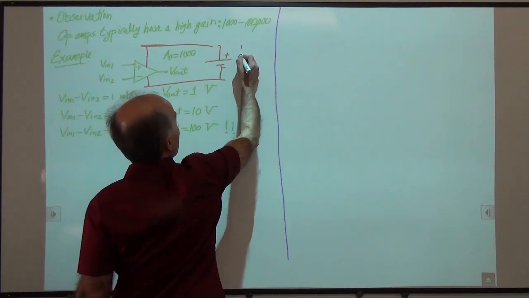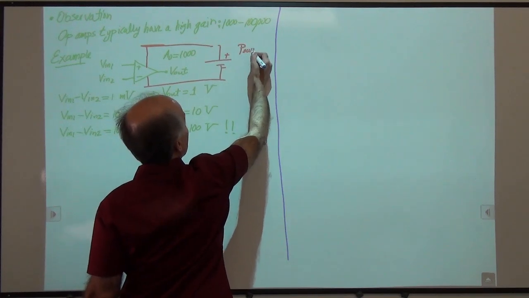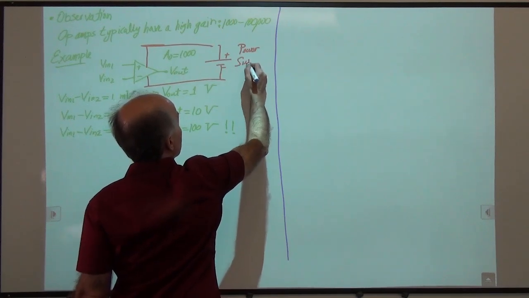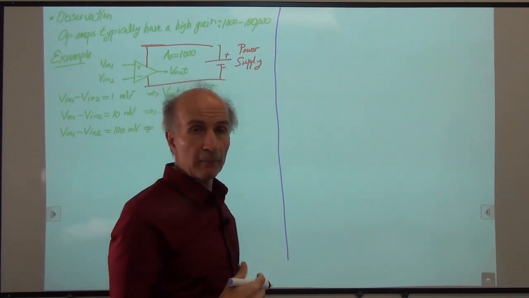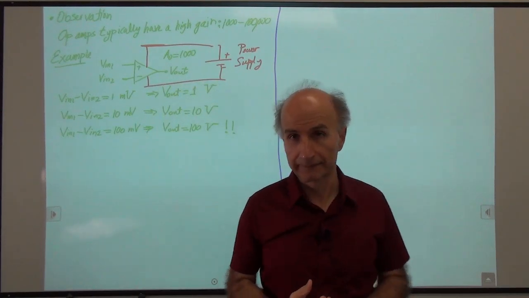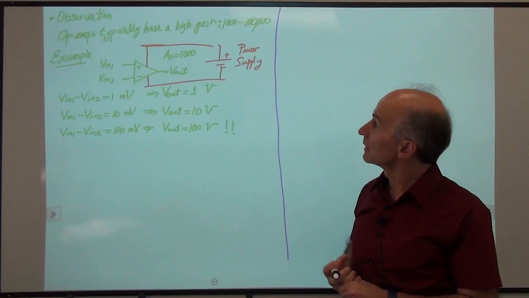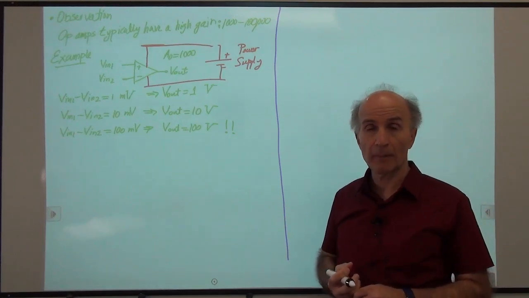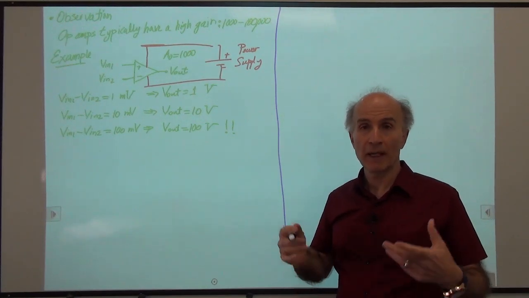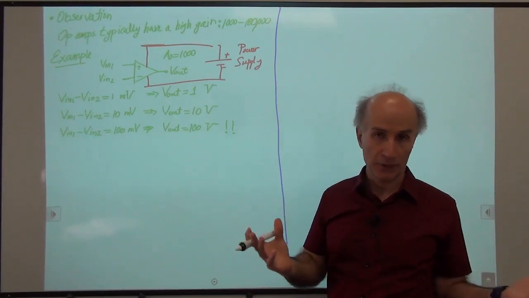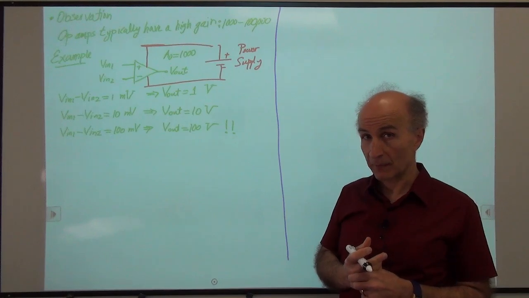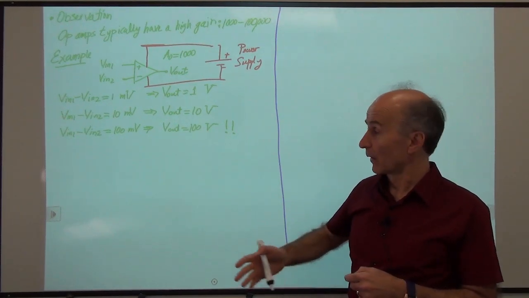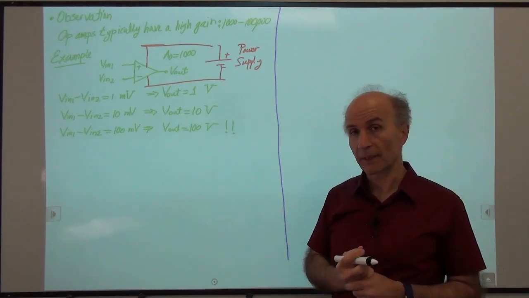So this is the power supply that provides the energy, so to speak, that the op amp needs to perform this amplification. Okay, so the power supply of an op amp is typically no more than 10 volts or so, maybe 20 volts. The power supply of a typical op amp is never in the range of 100 volts or something.